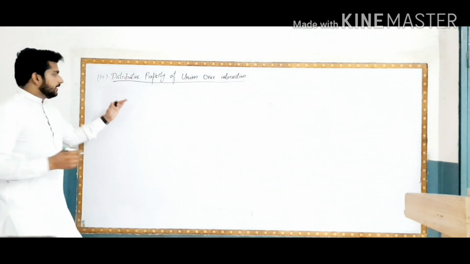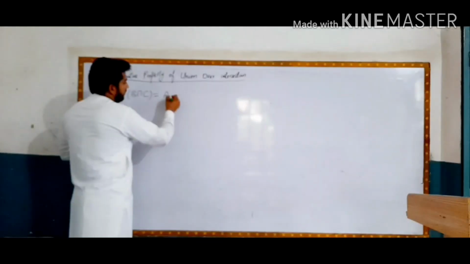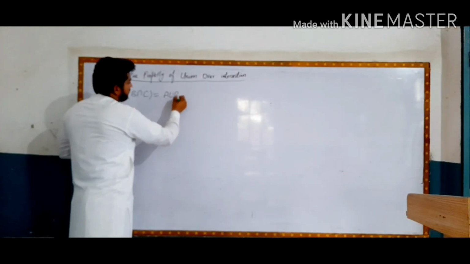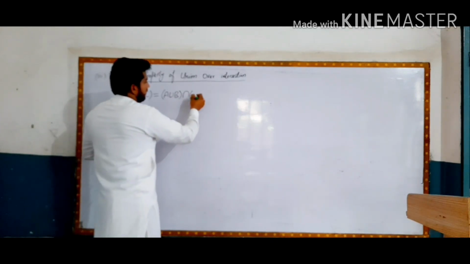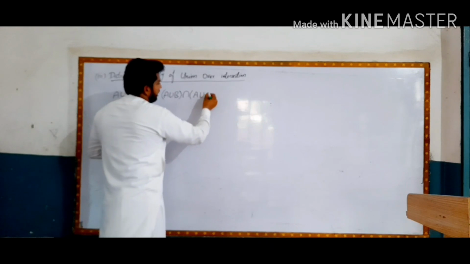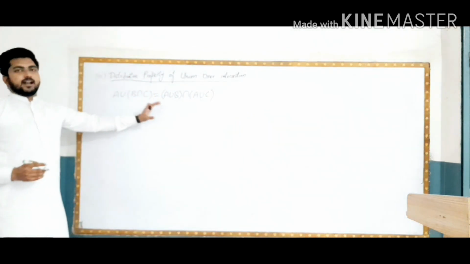First of all, written in mathematical form, A union (B intersection C) is equal to, this is the left side of the property, and the right side is (A union B) intersection (A union C). So we have to prove these sides are equal.